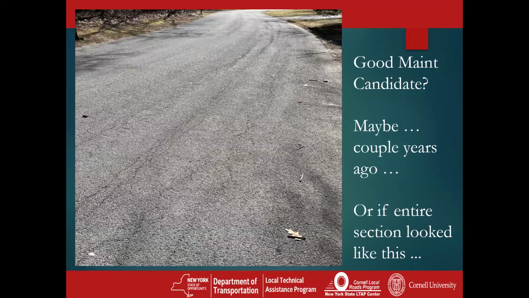So let's go back to this one for a second. It's definitely a good candidate if this was the way the entire section looked, or if you were looking at this as an image from a couple years ago. Right now, you've got a lot of surface cracking. It doesn't look like anything's really falling apart yet. With the amount of cracking that you've got there, the density of cracking, you can't do crack sealing, but you certainly could hit it with a surface treatment.